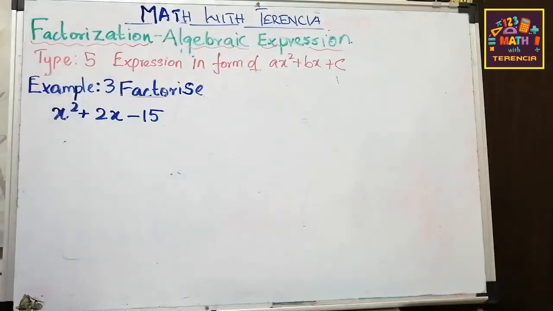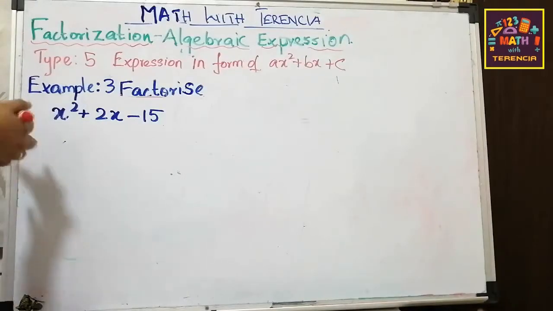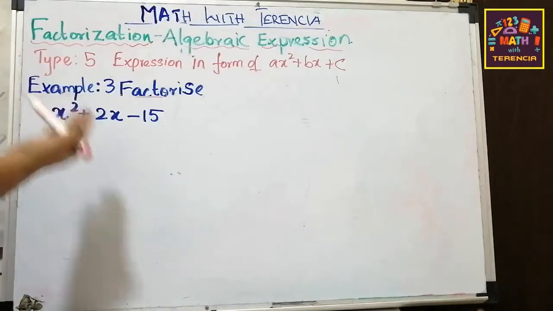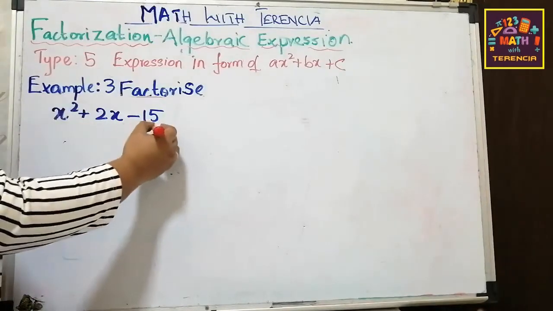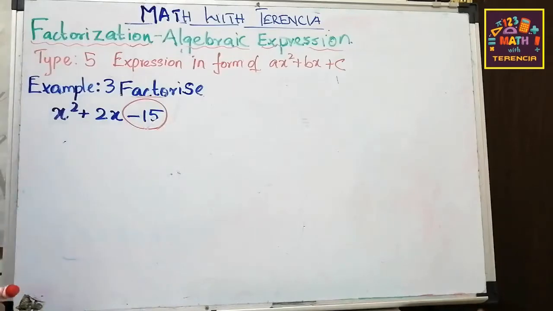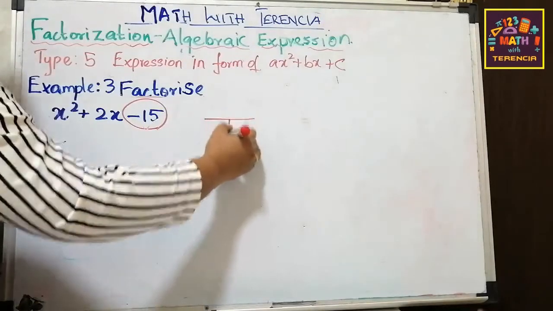So now we'll see example 3. The same thing but with a different sign and different number, to show you how many different forms we can have here. So now the last term is not a perfect square, so we are going to use the T method.